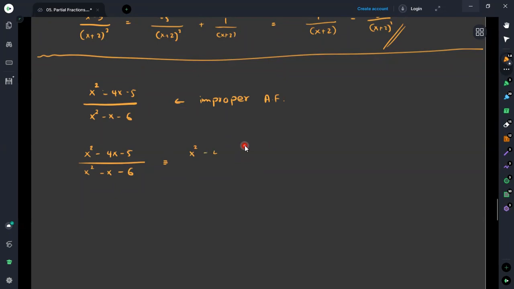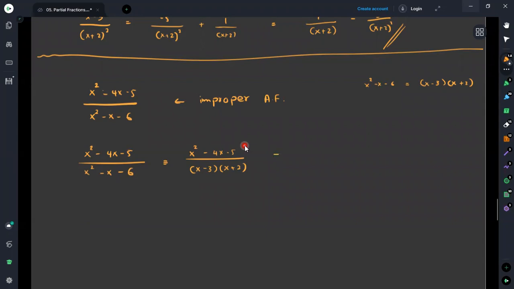Here we have x squared minus 4x minus 5, and I need to find out how the denominator of this fraction behaves. Here we have x squared minus x minus 6, which we can factor as x minus 3 and x plus 2. Now we have to find a way of decomposing into partial fractions.